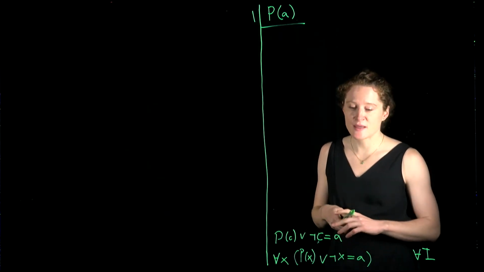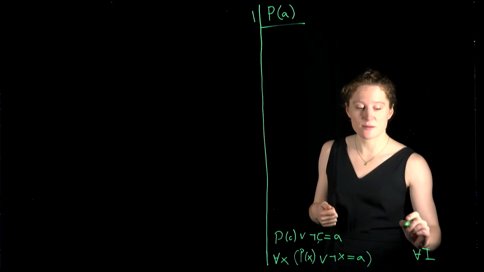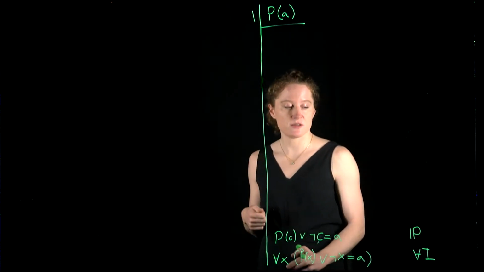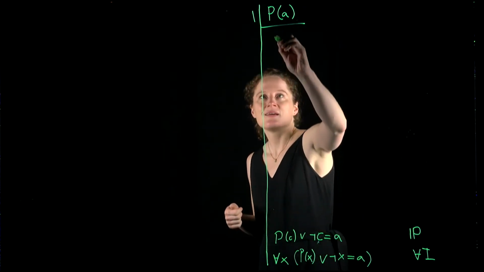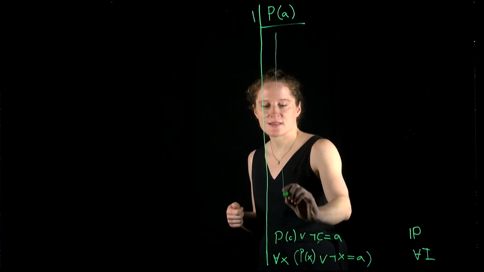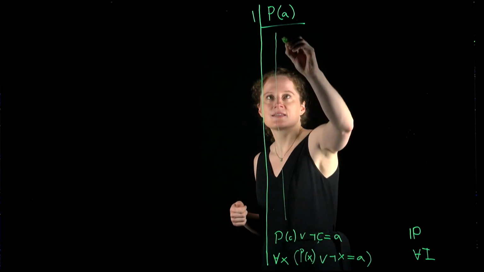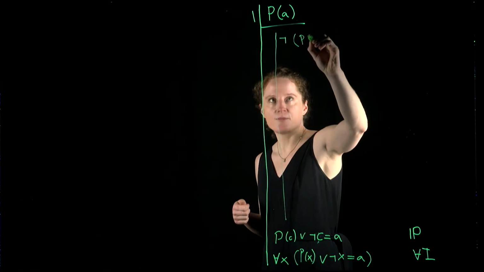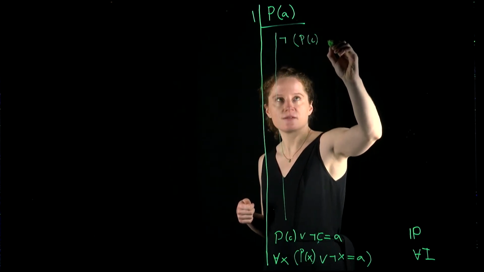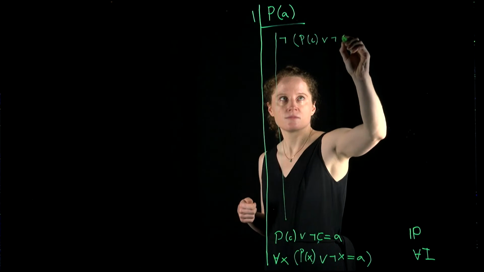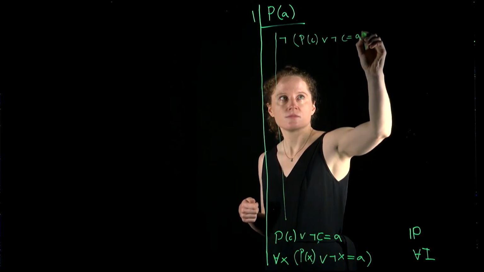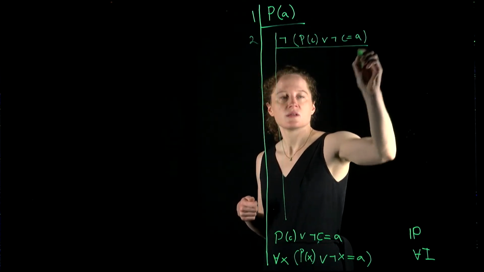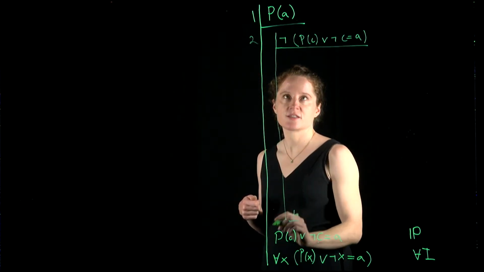So that leaves me with my third proof strategy, which is indirect proof. So I'm going to prove this disjunction using IP. IP requires me to set up a subproof that starts with the negation of what I want to prove. So I start out by negating this disjunction here. And I want to derive a contradiction from this assumption.